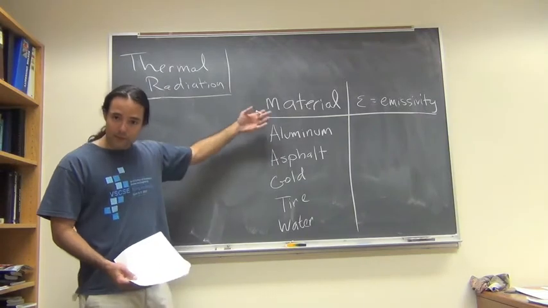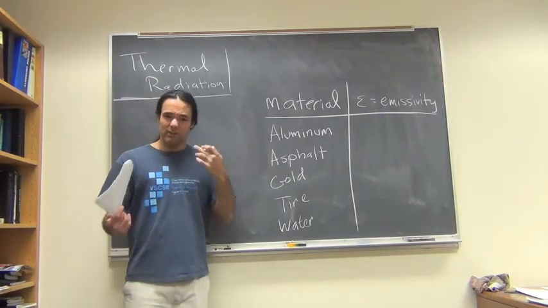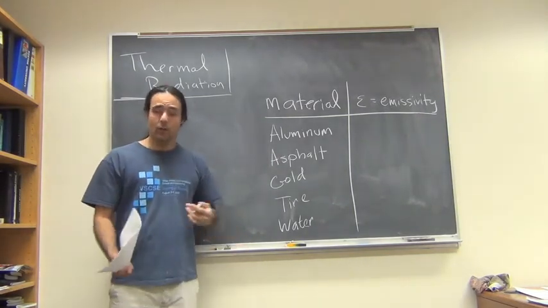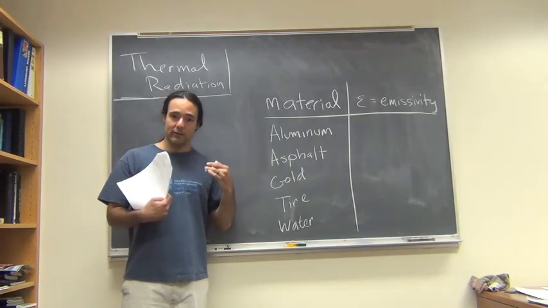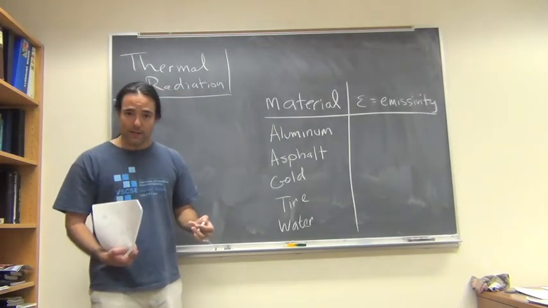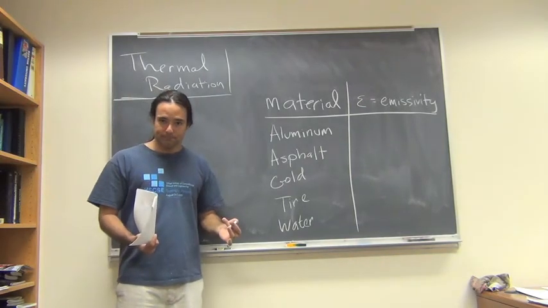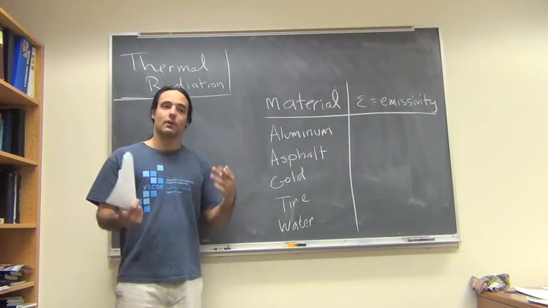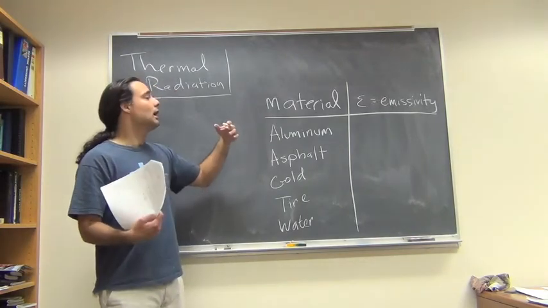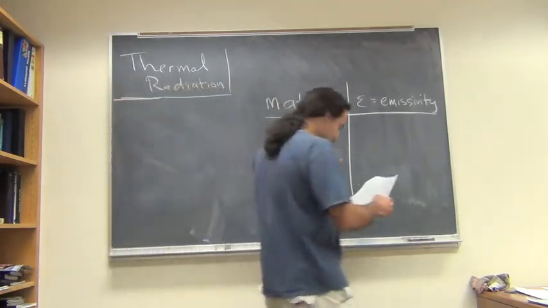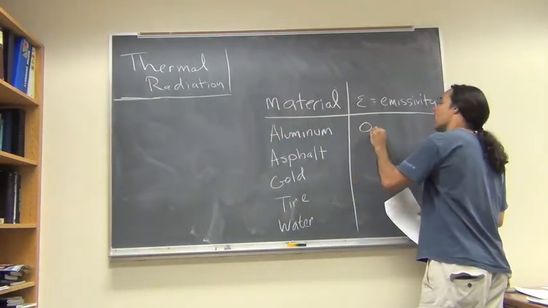Let's start off. Let's take aluminum. So aluminum's very shiny, kind of silvery. Would you expect that it absorbs all frequencies of light or reflects all frequencies of light? It's kind of shiny. It's not going to be very emissive. Its emissivity is about 0.09.